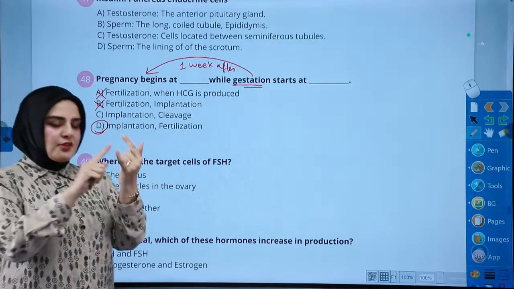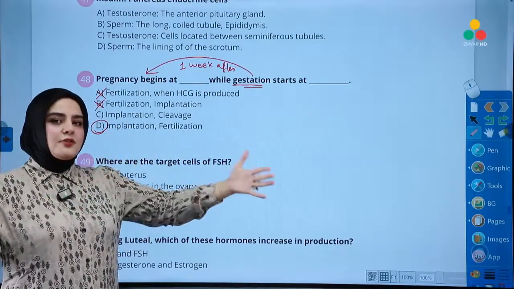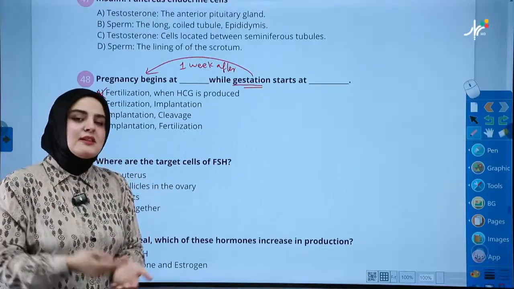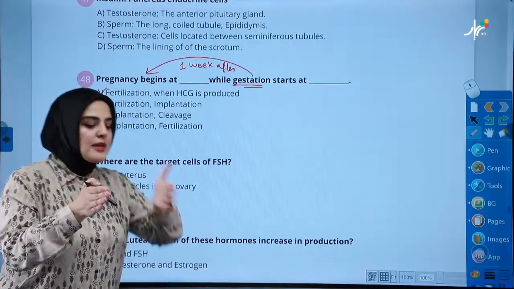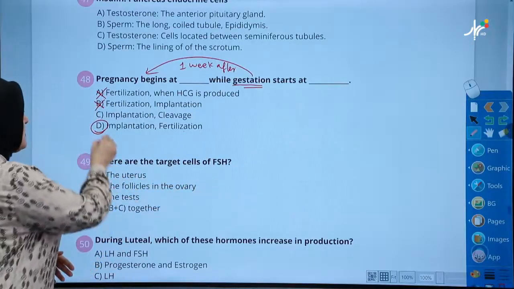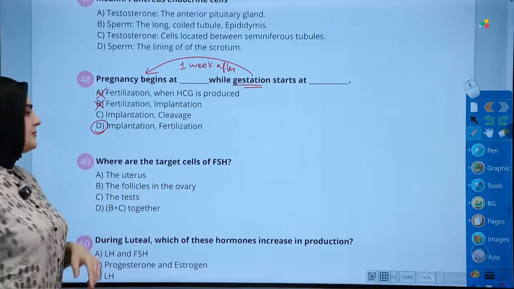Remember, gestation is the whole period from fertilization till the birth. As for the pregnancy, it is 1 week afterwards until they give birth. This is why we chose D.